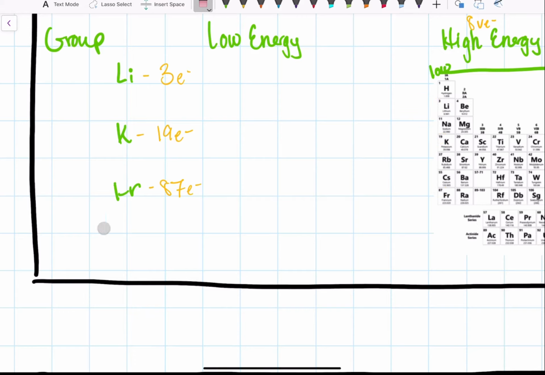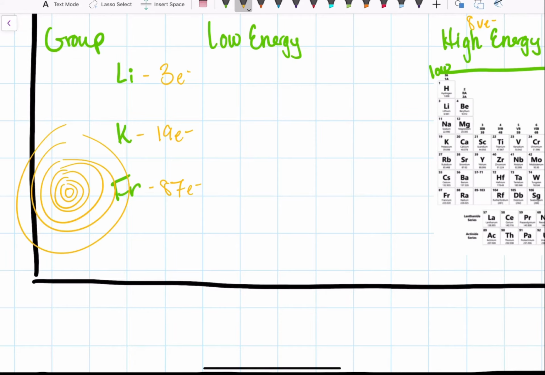If we look at francium, francium down here has 87 electrons, which means we have tons and tons of rings, right? Francium has 7 rings. It's on the 7th energy level. There are just a ton of electrons in there, whereas lithium only has 2 rings. So to remove an electron from something like francium, where there are so many energy levels, it's not as big of a deal compared to lithium, where there's only 2 energy levels.